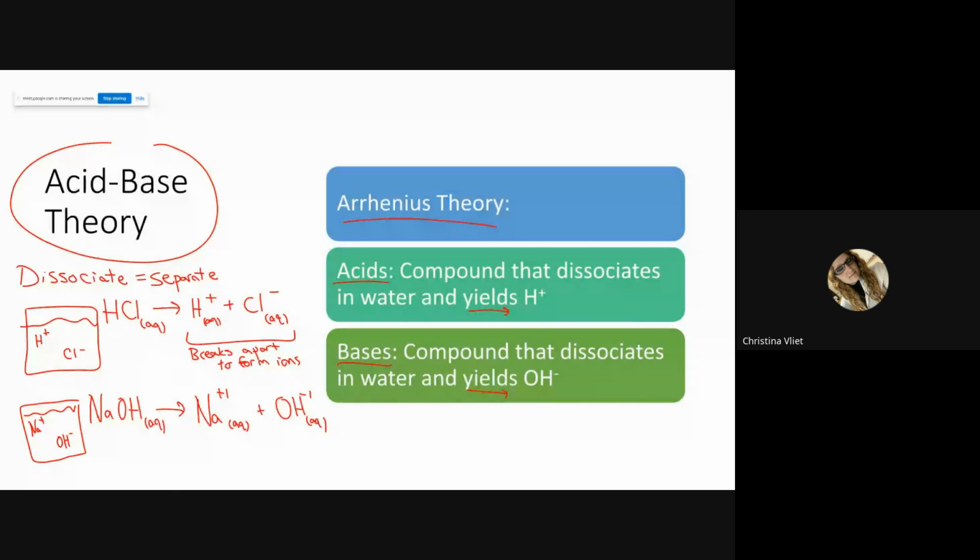I'm giving you a little bit more time if you need it. You should have the definitions for acid and base, and you should show that in equation form. So, what does this dissociation actually mean? What does the separation look like when you see dissociate?